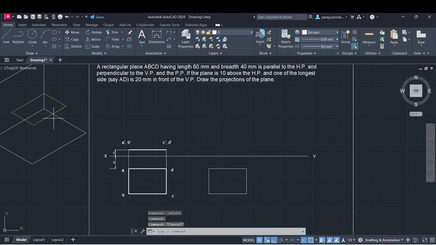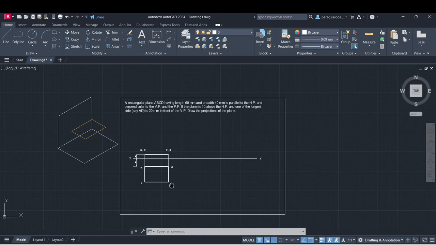In that case, we will draw the true shape first in the plane to which it is making the inclination, right? Suppose this plate is making an inclination with respect to HP, then we will draw this rectangular true shape in the HP and then we will make it incline. Are you getting this? Suppose this plate is making an inclination with respect to HP by, let us say, 30 degrees. So, in the plane to which it is making the inclination, that is the horizontal plane, we will draw the true shape of the object.